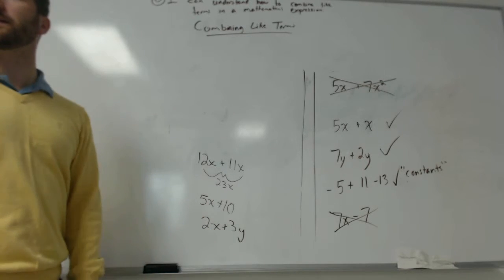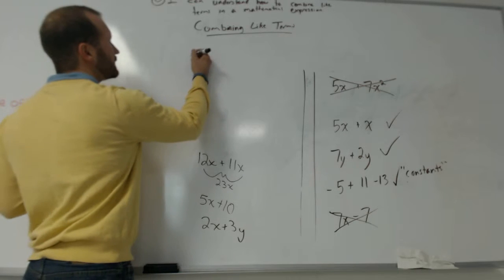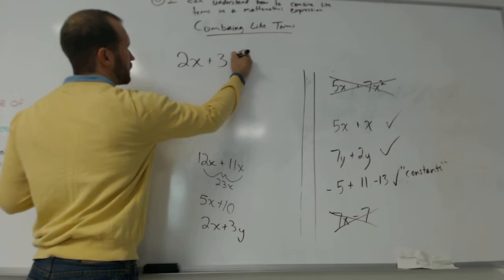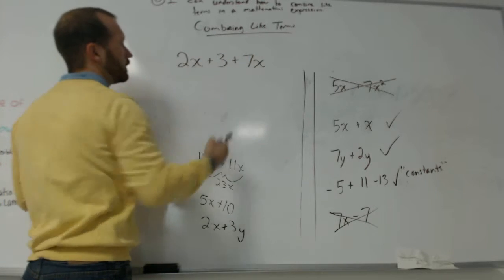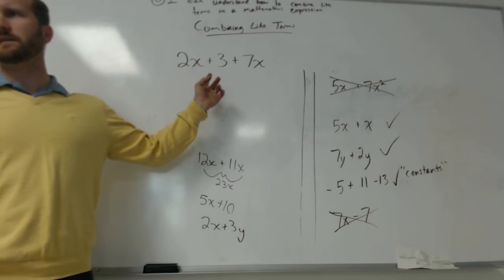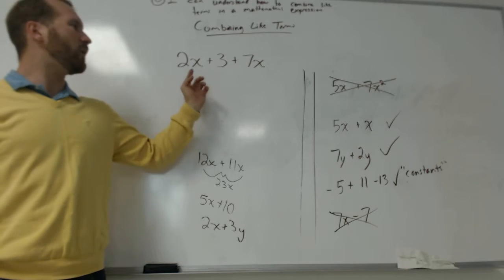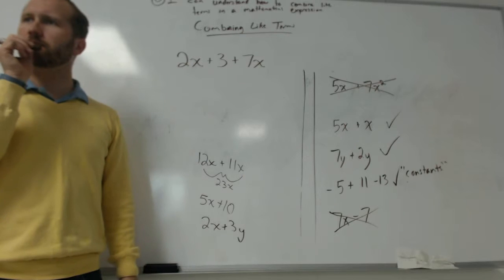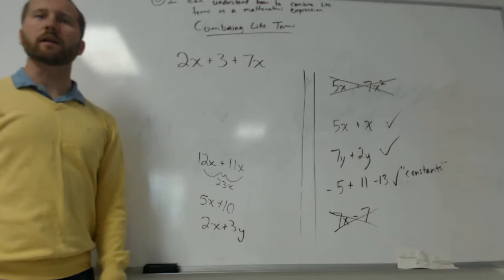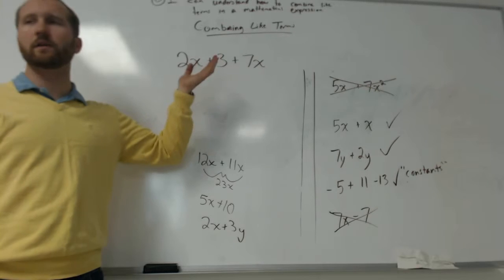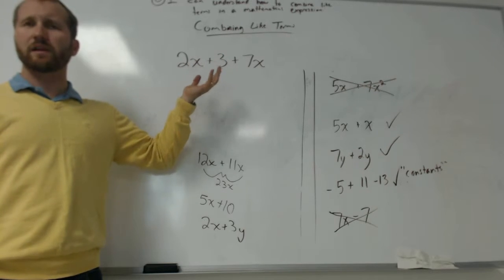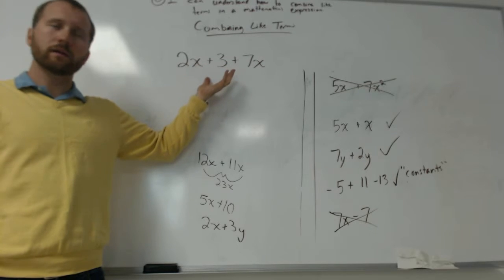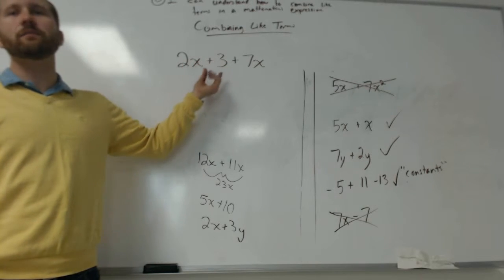Now, this gets a little bit more complicated because I can combine something in this expression. First of all, why is this an expression? What does an expression mean? An expression is something without an equal sign. Yeah, good. It's a series of terms without an equal sign. We're not going to be solving it because there's no equal sign. But we can simplify it.